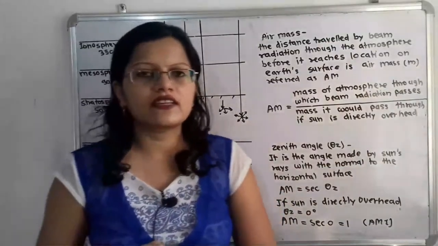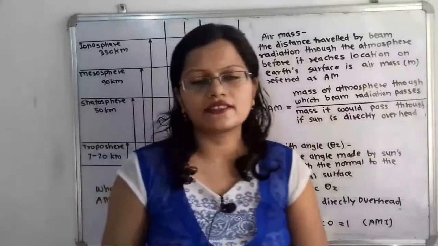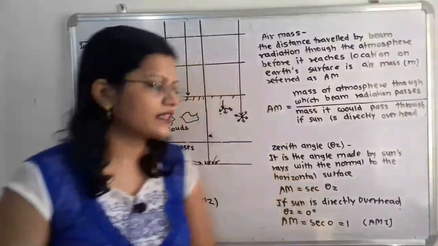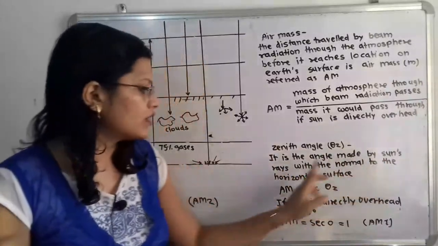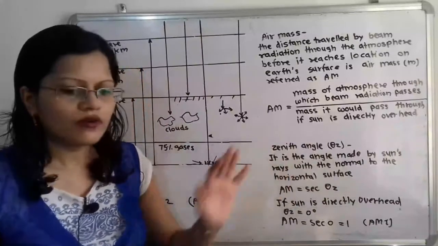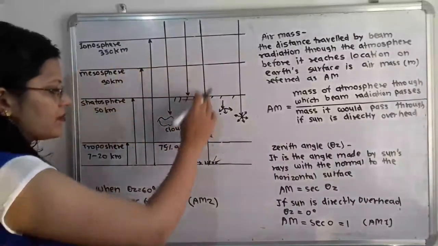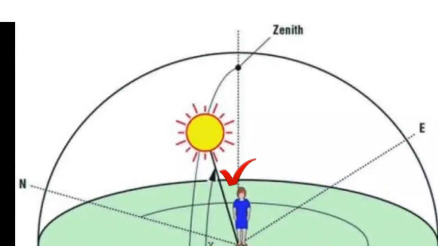Now we will understand the next term, the zenith angle theta z. So what is this zenith angle theta z? It is the angle made by the sun's rays with the normal to the horizontal surface. We will understand this concept with the help of this diagram. Here is the angle made by the sun's rays. Now this is the direct radiation, or the beam radiation. If the sun's rays are coming from this angle, then we have to find out the angle made by this ray with the normal to the horizontal surface.